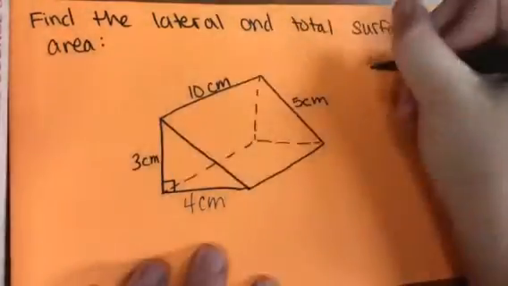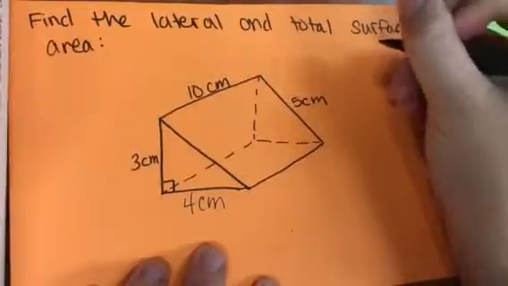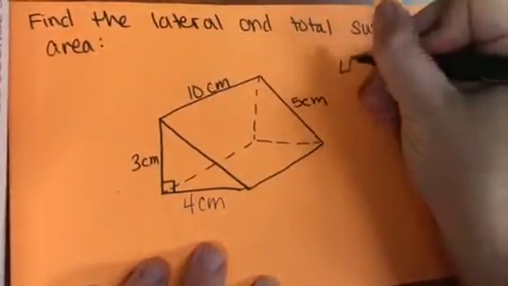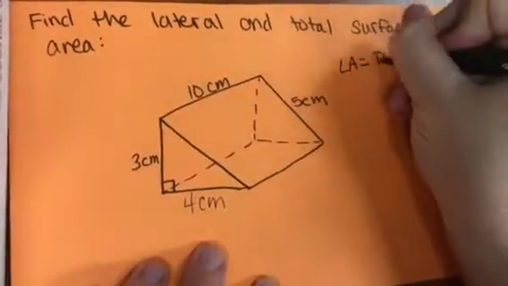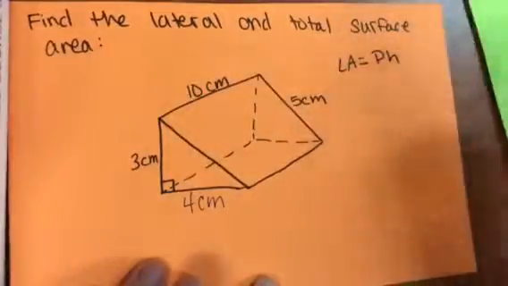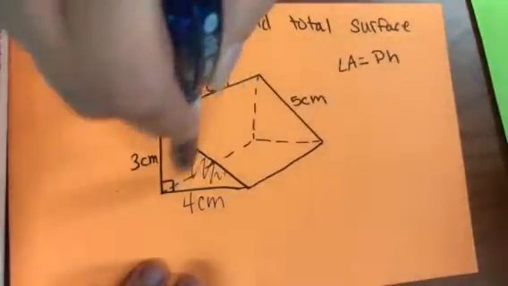So we're doing lateral and total. Let's start with our lateral. It's easier to start with lateral because it's half of the total, right? So my lateral area equals my perimeter times my height. Can we go ahead and shade in the base real quick? Yes, shade in my base.